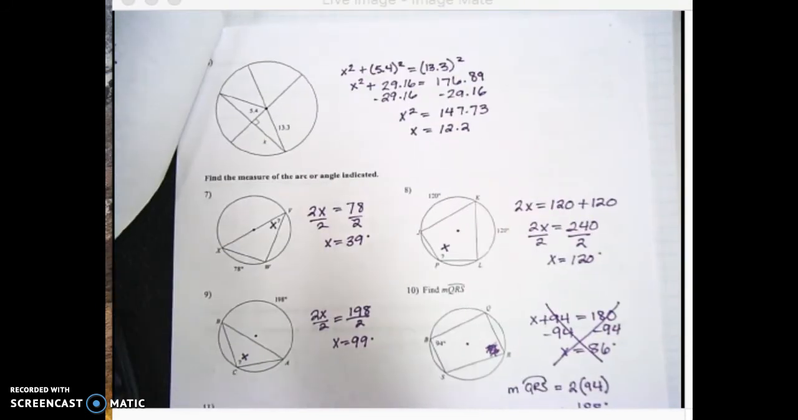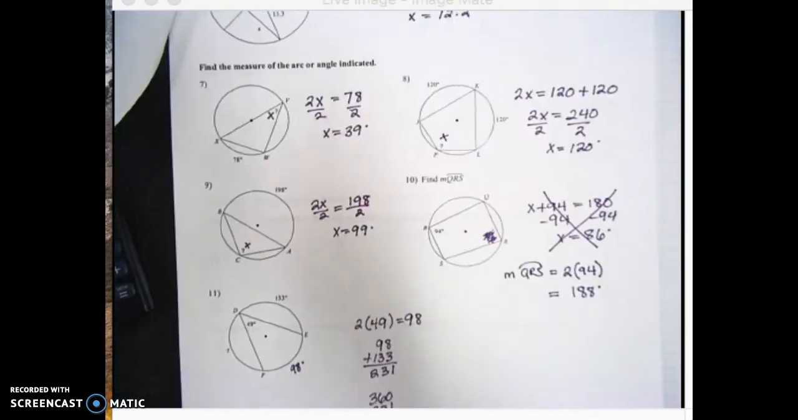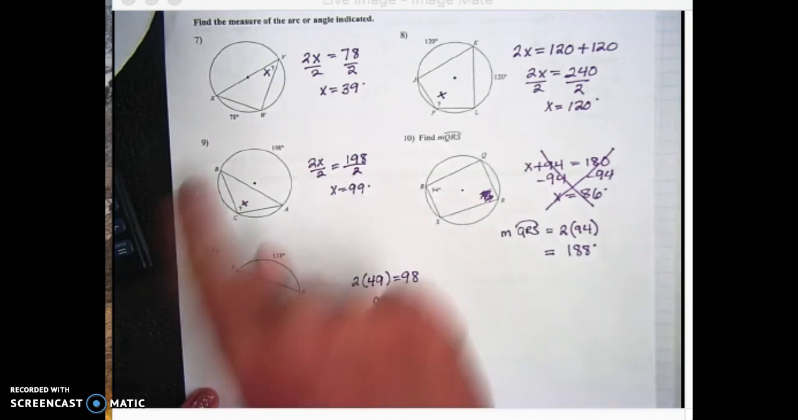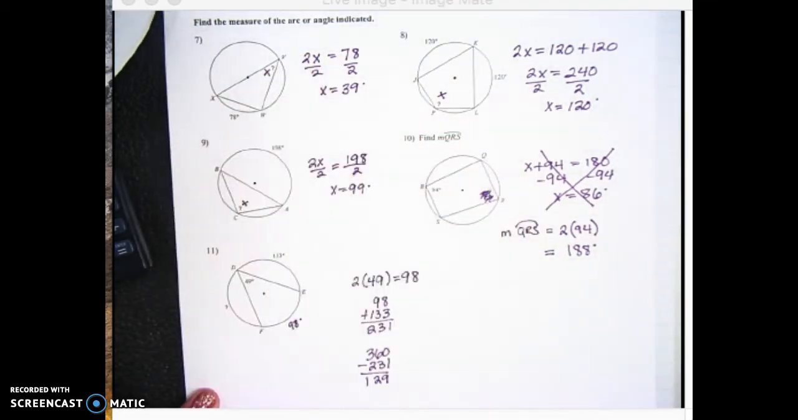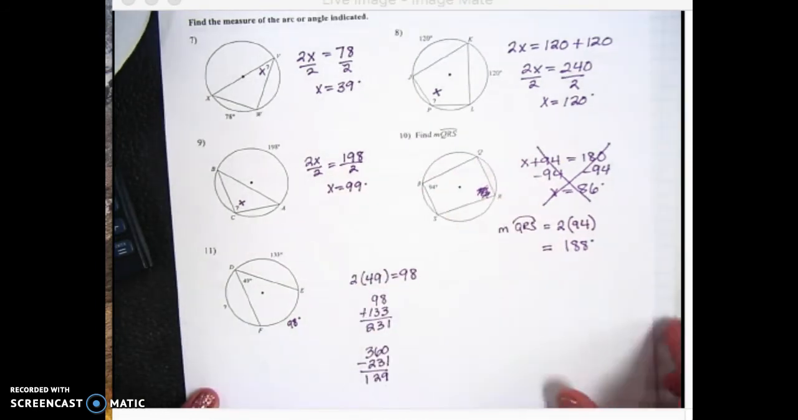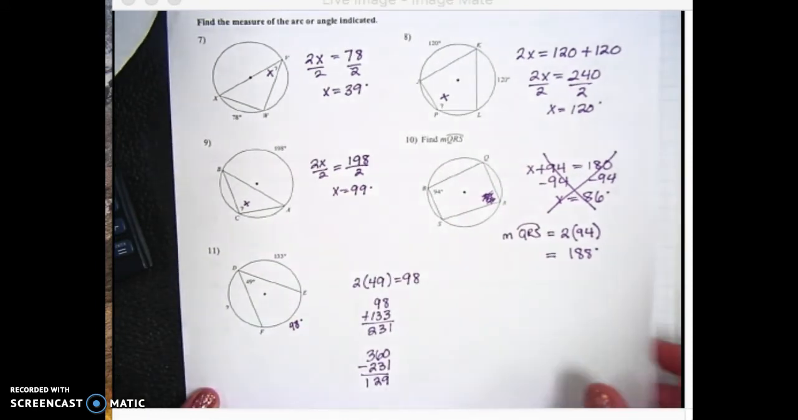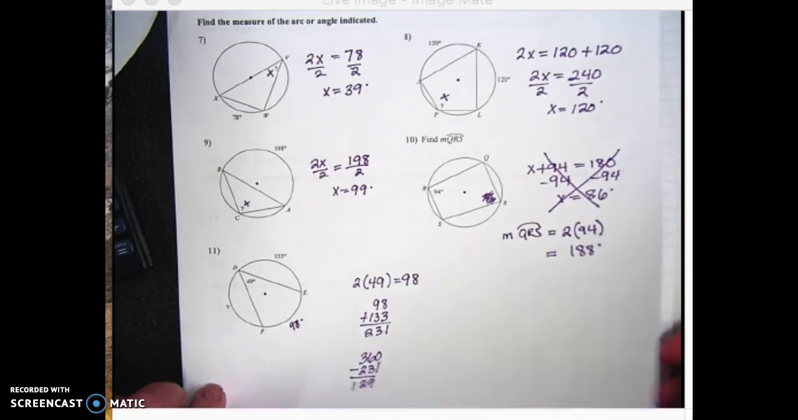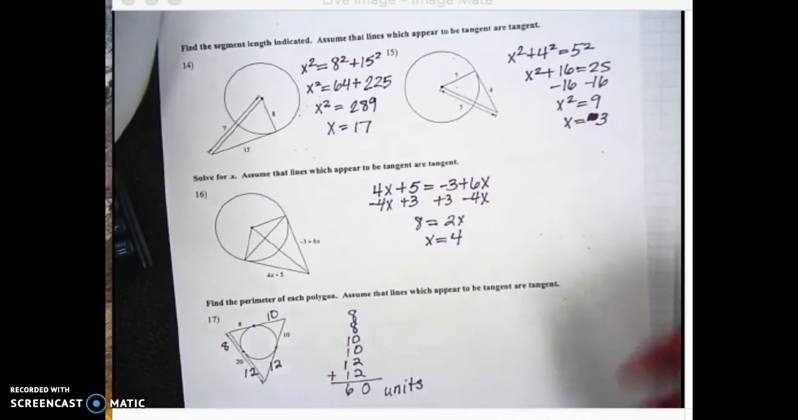Then for 7 through 11, you're going to find the measure of the arc or angle indicated. So again, using things like diameters, inscribed angles, inscribed quadrilaterals should have opposite angles equal to 180. They're supplementary.